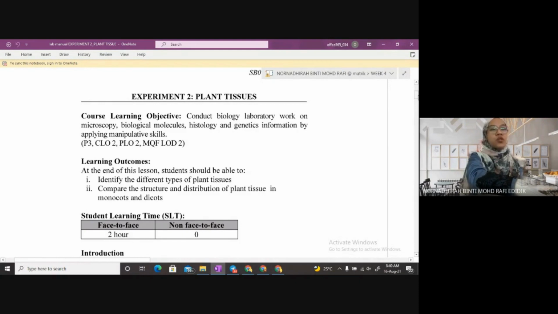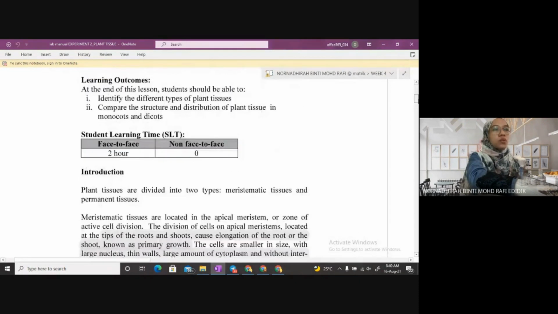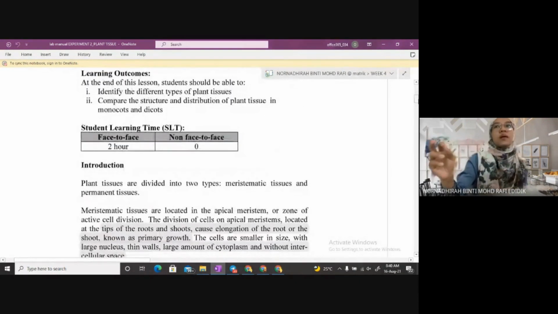Ataupun you guys bolehlah ambil contoh mana-mana kat area rumah awak tu, lepas ni bila you guys keluar nak siram pokok, observe lah sebenarnya plant. Plant, saya sangat suka plant walaupun it quite membosankan lah.